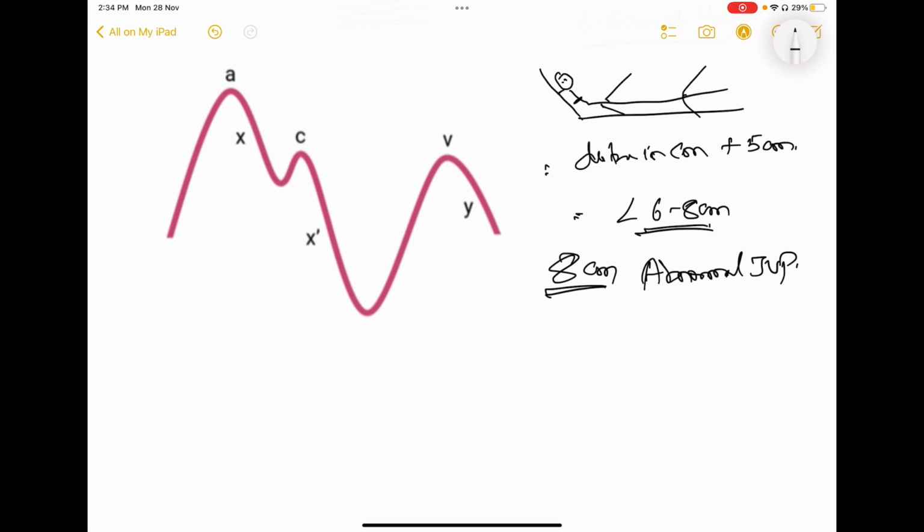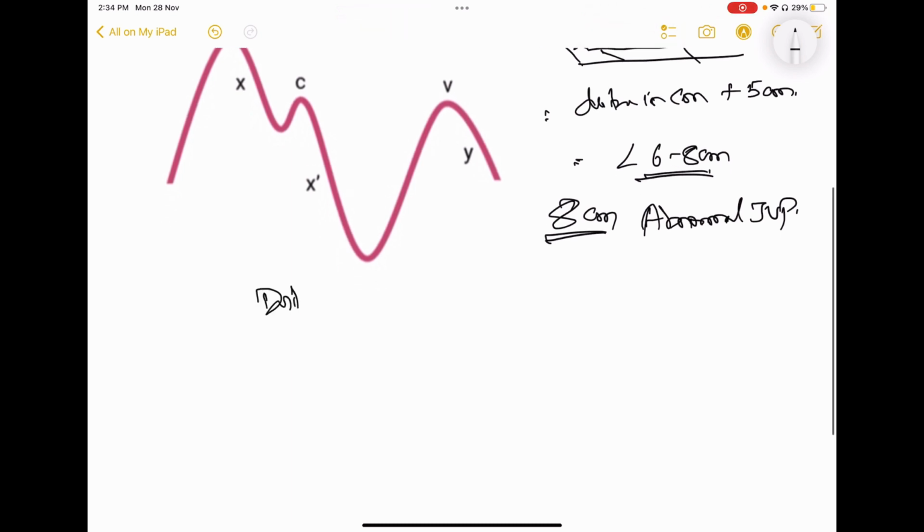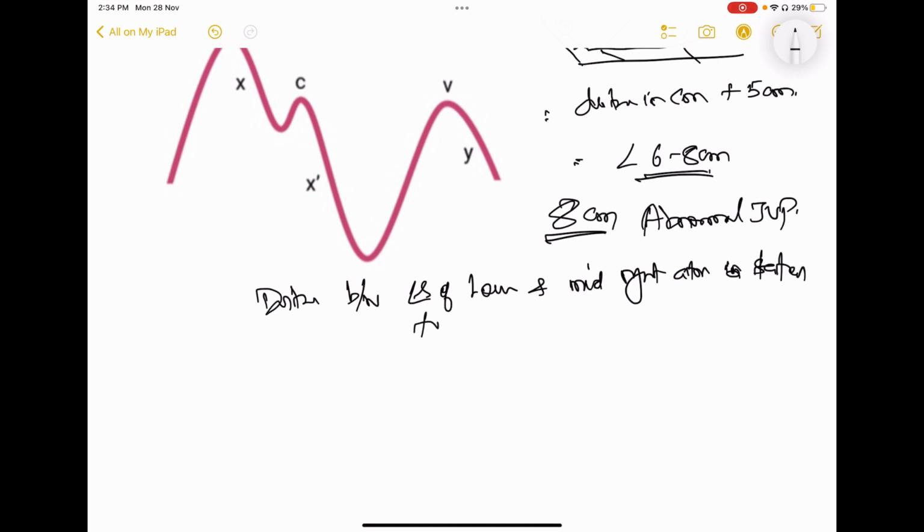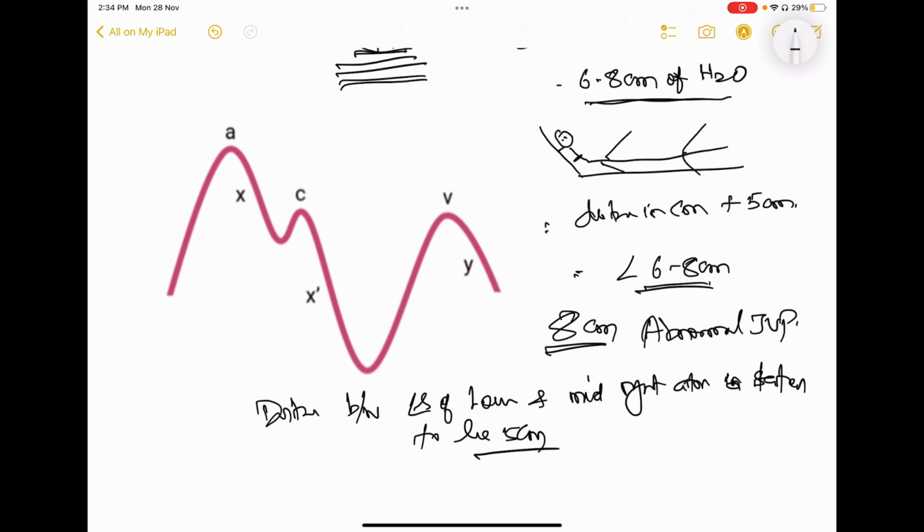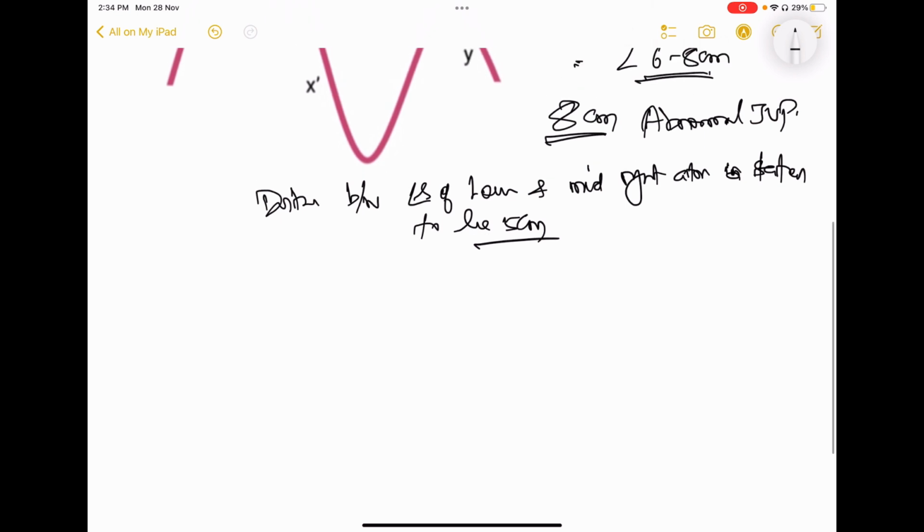So where did this number 5 come from? This number 5 comes from the fact that the distance between the sternal angle of Louis and the mid-right atrium is taken to be 5 centimeter. So the distance is calculated between the sternal angle and the highest point of pulsation, and that is added to the number 5, because 5 centimeters is the distance between the angle of Louis and the mid-right atrium.